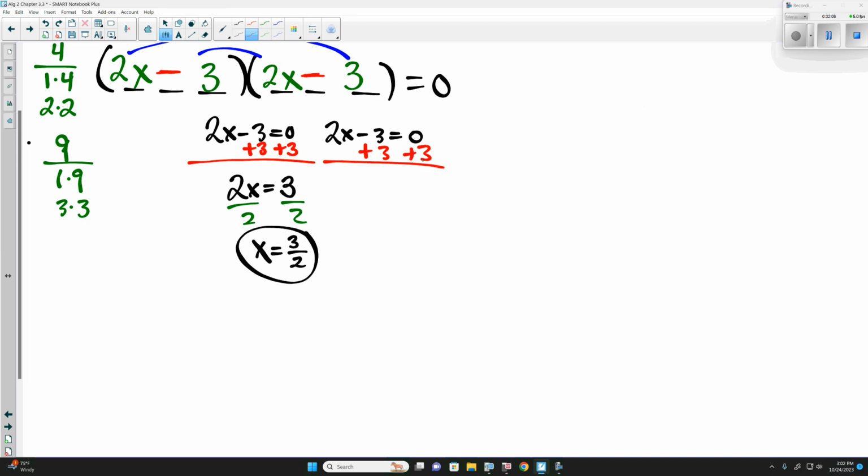Add 3 to both sides. Tells us 2x is equal to 3. Divide both sides by 2, which tells us x is equal to 3 halves. Well, we do have a solution, and incidentally, they're both the same. So we do have 2 solutions. They're just not unique to each other. There's not different solutions. They're the same thing. But we get this here. Any questions on any of this here?